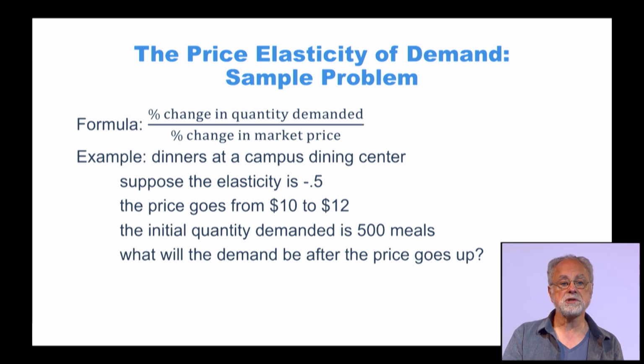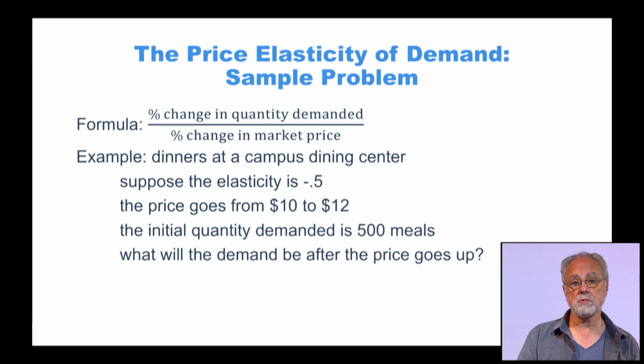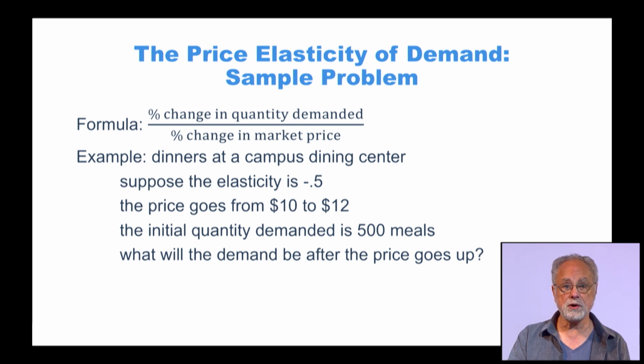500 students show up to buy the $10 meals, and you're thinking, well, if I know the price elasticity of demand, and if I know the price increase that I want to introduce, in this case from $10 to $12, I can use that to predict what's going to happen with the number of meals that students will purchase. So take a moment here to pause this video, pull out a pencil and paper, and try to work out this problem, and then come back and I'll work it out for you. So now I'm back, and here's how it works.